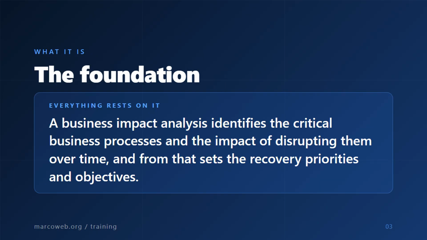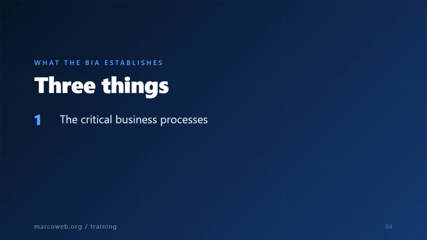A business impact analysis, a BIA, identifies the organization's critical business processes and analyses the impact of disrupting them over time. From that, it derives the recovery priorities and objectives: which processes must come back first, and how quickly, and with how little data lost. It is the foundation everything else rests on. What exactly does it establish?